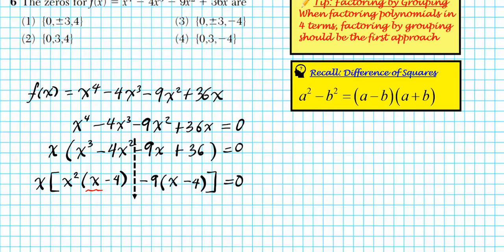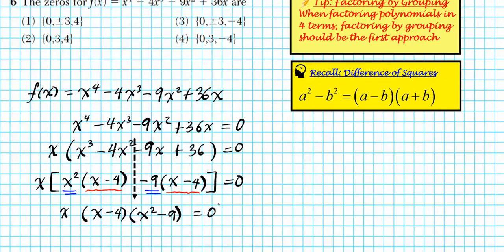x minus 4 and x minus 4 are common in both sides of my partition, so that means I'm going to factor it out. Bring down this x, we have x times these two common factors, x minus 4. Then what's left on the outside, x squared and negative 9. What do you do with those? You group them up in their own parentheses. All right, set it equal to 0.